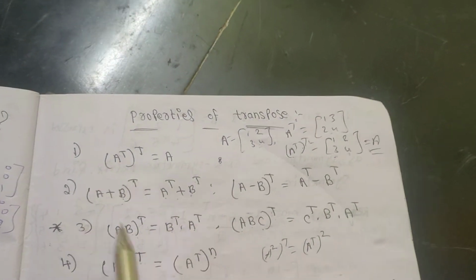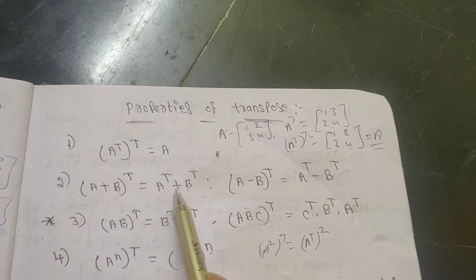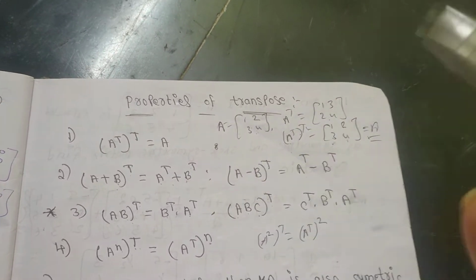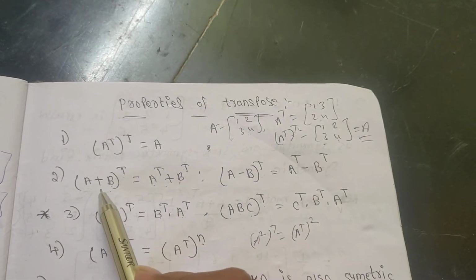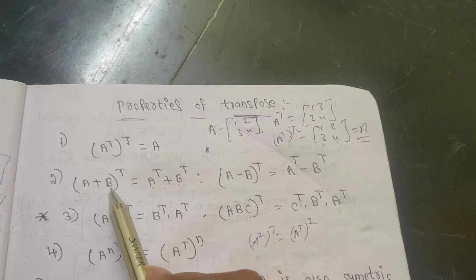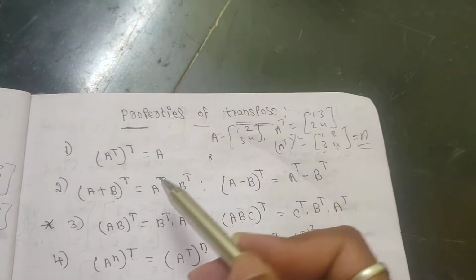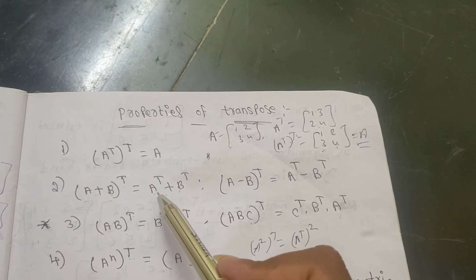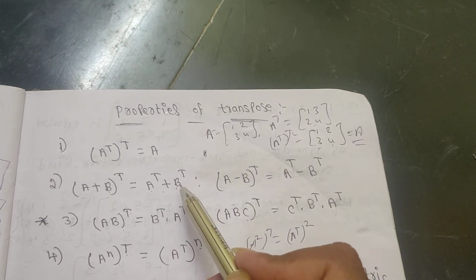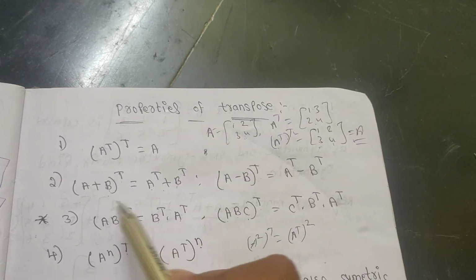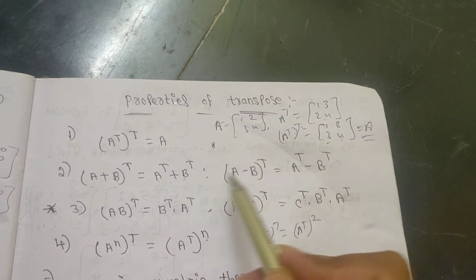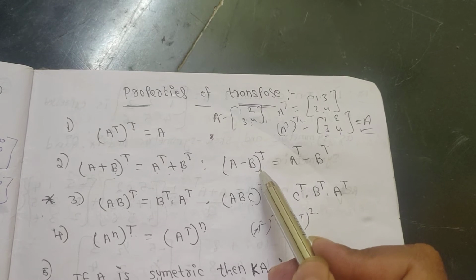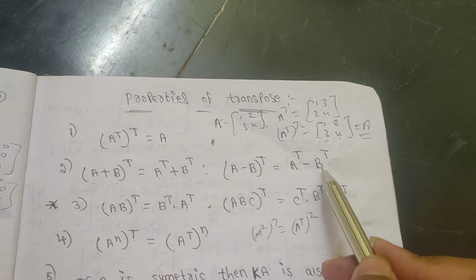Next, second property. A plus B whole transpose is equal to A transpose plus B transpose. If you take same examples, we can get the answer. Take two different matrices with same order. First you find A plus B. For that one you take the transposition and separately you go for A transpose and B transpose. So then you get A plus B whole transpose is equal to A transpose plus B transpose. Next, A minus B whole transpose is equal to A transpose minus B transpose.